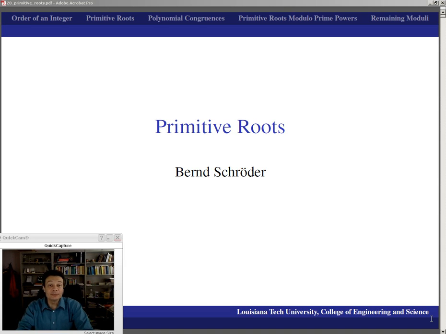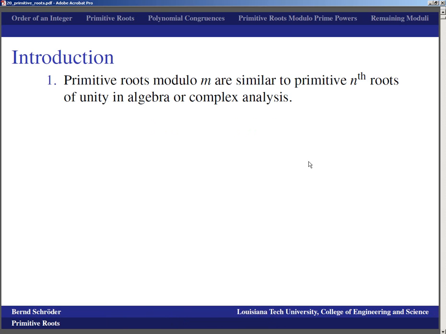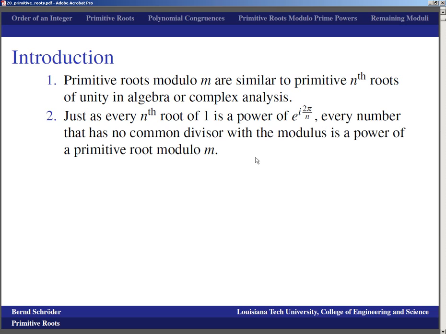Okay, we're going to talk about primitive roots, and I'll tell you on the next slide what they're all about. Primitive roots modulo m are very similar to primitive nth roots of unity in algebra or complex analysis, where we know that every nth root of 1 is a power of e to the i 2 pi over n. And just as that's the case, every number that has no common divisor with a modulus is a power of a primitive root modulo m, as long as primitive roots exist.